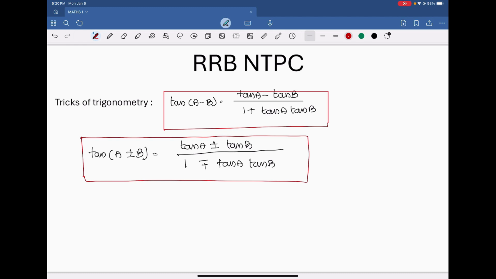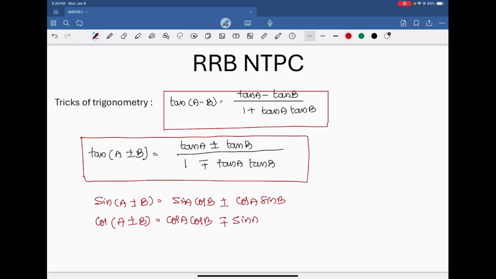Sin A plus or minus B is equal to sin A cos B plus or minus cos A sin B. Cos A plus or minus B is equal to cos A cos B minus or plus sin A sin B. You please remember the reverse of the signs.